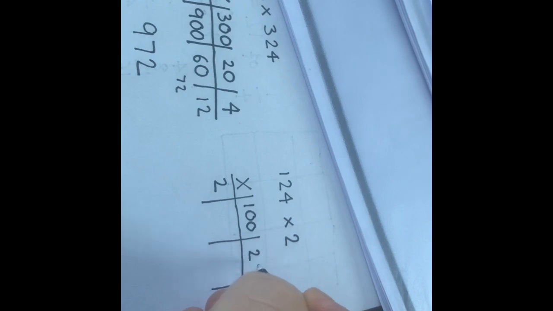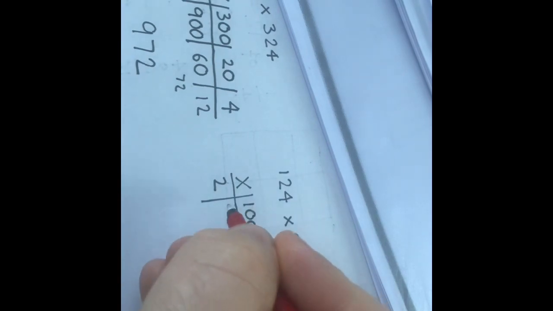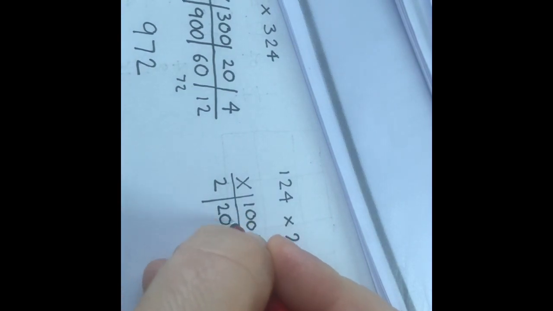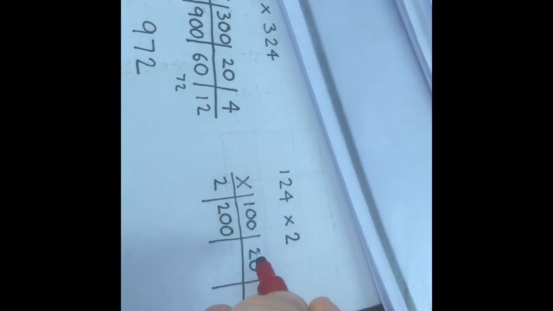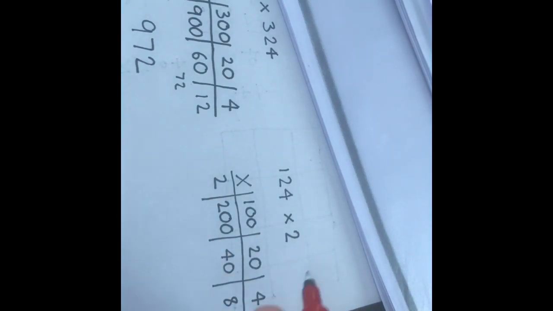Another 20. So 2 tens is 20 and a 4. 2 100s, 200. 2 lots of 20, if you don't know, 2 2s are 4, add the 0, 40. 2 4s are 8. 248. That sounds right, so you write it in.